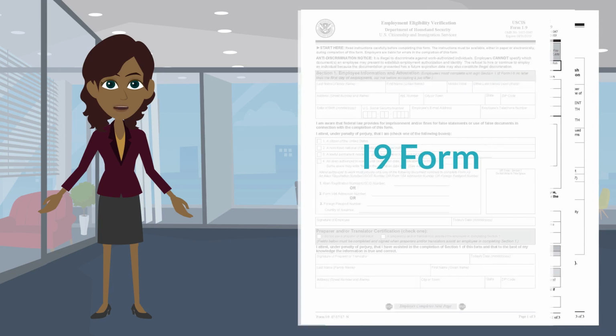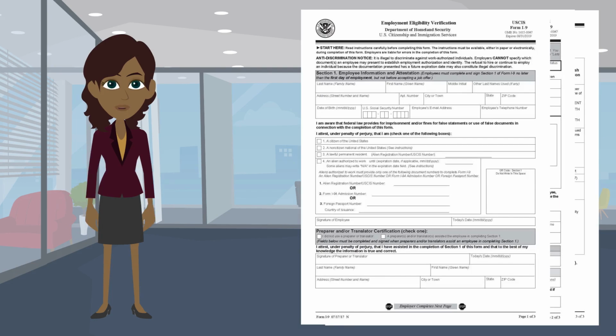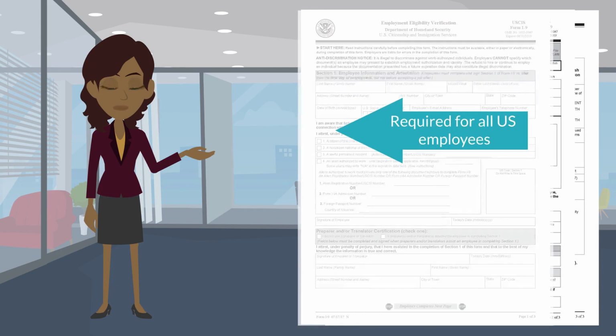Today, I'm going to help you understand the I-9 form, what it's used for, and how to fill it out. The Employment Eligibility Verification Form, also known as Form I-9, is required for all employees and confirms that the individual is authorized to work in the U.S.